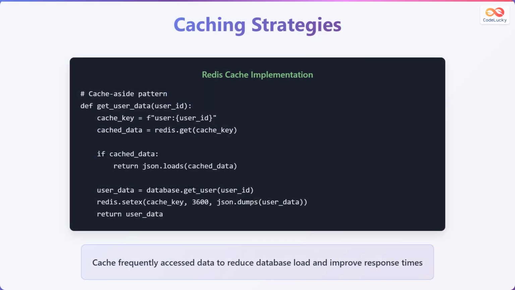Now, let's explore caching strategies, specifically using the cache-aside pattern with Redis. In this code example, the function get_user_data retrieves user data by first checking if it exists in the Redis cache. If the data is found in the cache, it's immediately returned, reducing database load. If not, it fetches the data from the database, stores it in the cache with an expiration time of 3,600 seconds, which is 1 hour, and then returns it. Caching frequently accessed data like this significantly reduces database load and improves response times.